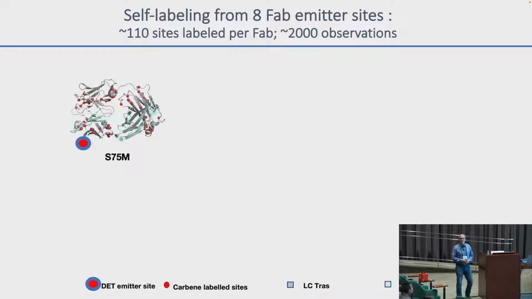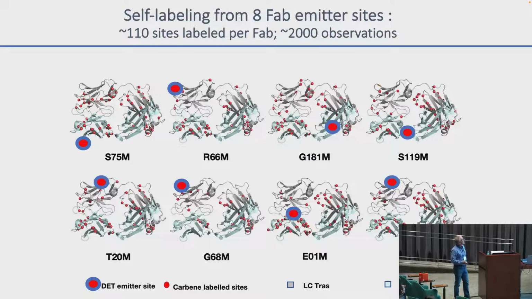So the first thing we wanted to do was just study self-labeling. In other words, if we put this on the Fab and let it spray the carbenes, where does it label the Fab, and what's the distance relationship between the emitter and where the labeling is happening? Here we put it on this residue, serine 75 converted to a methionine, with that leash put on it, and these are the spots that we label. We label about 100 sites on the antibody, and as I'll show you, it's very even in what it labels. It's not just focused on tyrosine or lysine as those other methods are. This will label anything. We put it on 8 other sites as well and studied their self-labeling.